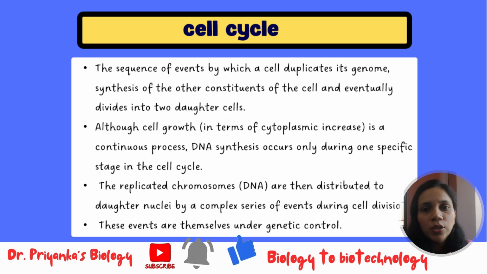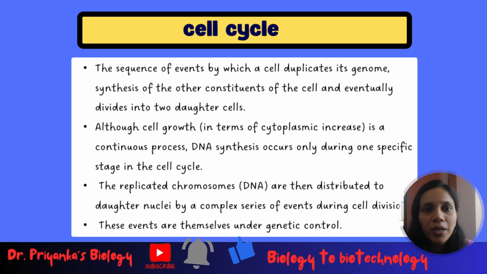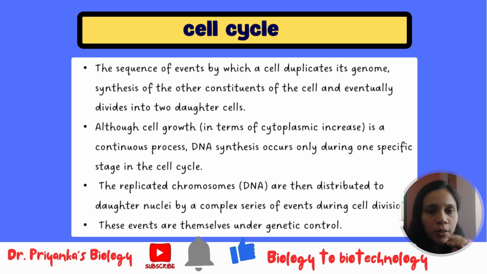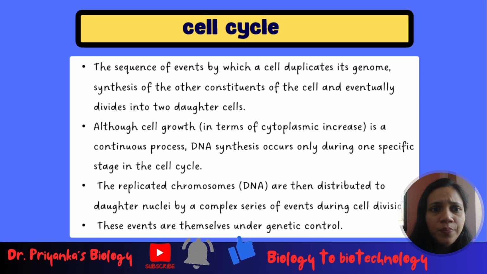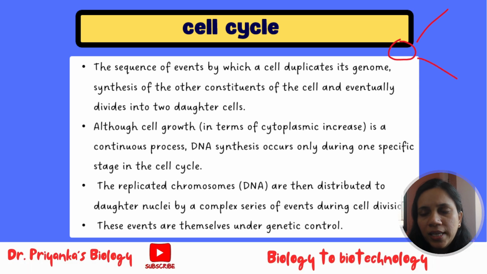Here in particular, there is going to be duplication of the genome, because a cell cycle has to do with the division of a cell. When we say a cell is dividing, what is happening? From one cell, we are going to get two daughter cells. Cell 1, daughter 1 and daughter 2.